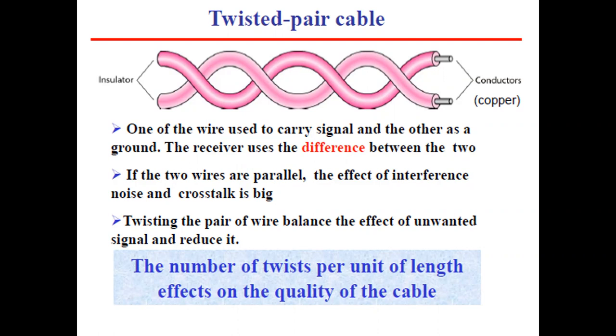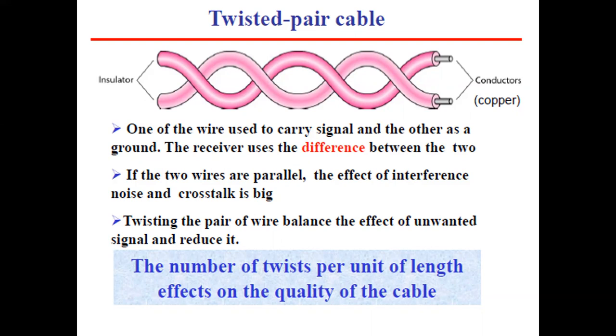Now the reason for twisting is that it reduces crosstalk. If we can recall the other day, did I talk about crosstalk? Crosstalk is when the signal from one cable induces the other cable. So the twisting reduces crosstalk, and the more twisting, the better it is. But remember, the more twist you do, the length of the cable will increase, because if you do more twist, the length of the cable is going to be longer compared to less.